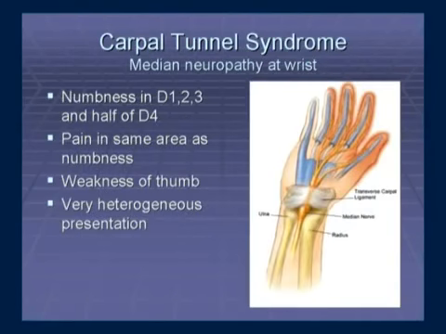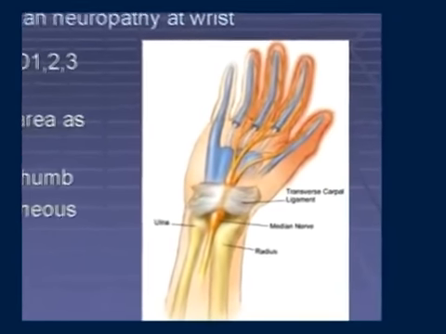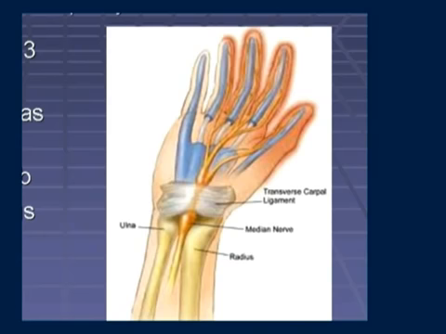So carpal tunnel syndrome. We've already talked about the median nerve and what it does. It technically supplies sensation to digits 1, 2, 3, and half of digit 4. So people will complain of numbness, tingling, and pain in that distribution. It supplies motor function to the thumb, so you would expect someone to have weakness of their thumb. By far, people will get sensory symptoms far before they get motor symptoms.